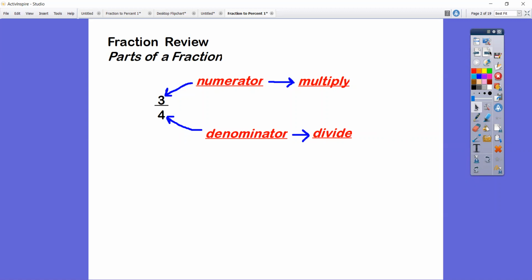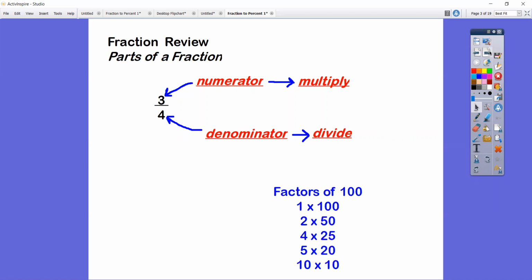The secret is, it doesn't matter which one you do first. Do the one that makes your life simpler. So in this lesson, we will be dividing first. Another thing, for this lesson, all of the denominators will be factors of 100, because this is something that you should look out for. Pause the video and write the factors of 100 down now.